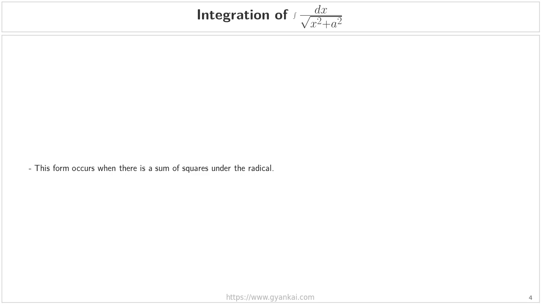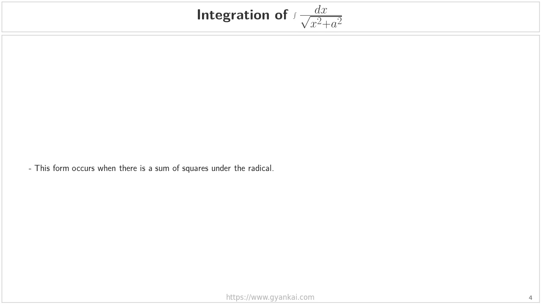Okay, let's move on to our third standard integral. As we saw in the previous slides, we're dealing with integrals involving square roots, these radical integrals. Now, this slide focuses on the integral of 1 over the square root of x squared plus a squared dx, which arises when we have a sum of squares under the radical sign.